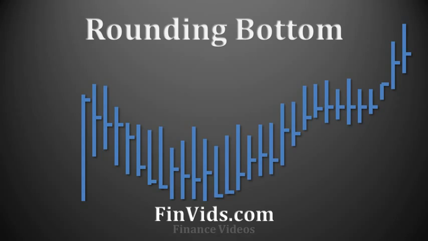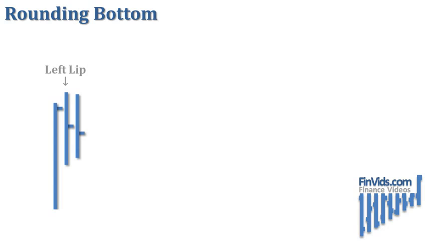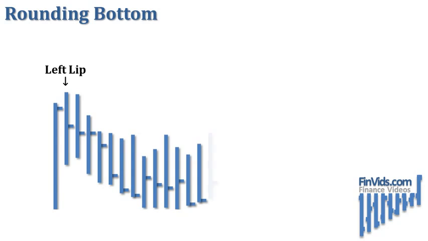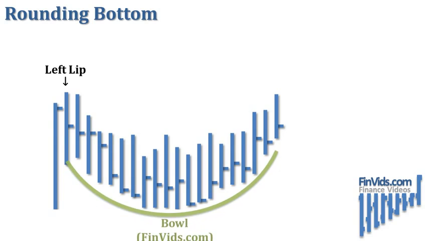The rounding bottom. The rounding bottom is sometimes called a saucer or a bowl. Now it is a longer term pattern that is usually identified using a weekly chart. Typically, about 62% of the time, there is an uptrend prior to the rounding bottom. Now prices begin to fall and then shallow out and bottom and then begin rising again. This creates the appearance of a bowl.